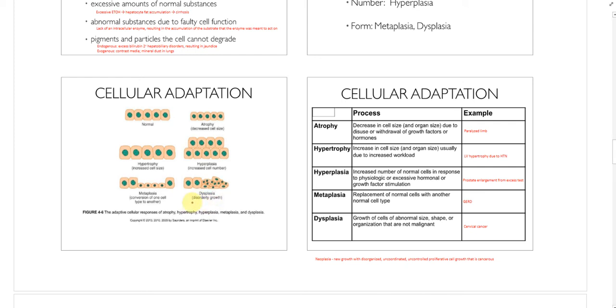Dysplasia is going to be disorderly growth and is a risk factor towards neoplasias, which are cancer. So as you can see here, we have our two normal cells here, and then we have a whole bunch of just funky looking, disorganized cells with no real sense to their structure.